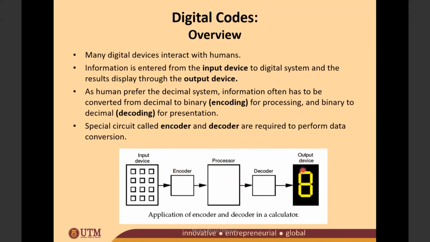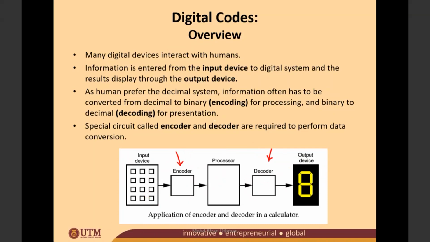Before the result is displayed to the output device, it needs to be decoded back to a decimal number. It needs to be converted back to a decimal number because here the value is still in binary or hexadecimal. So we need to convert it back to decimal, and that value will be displayed on the calculator screen. So that we know 1 plus 1 gives us 2. These are the things we need: an encoder and decoder to perform the data conversion.